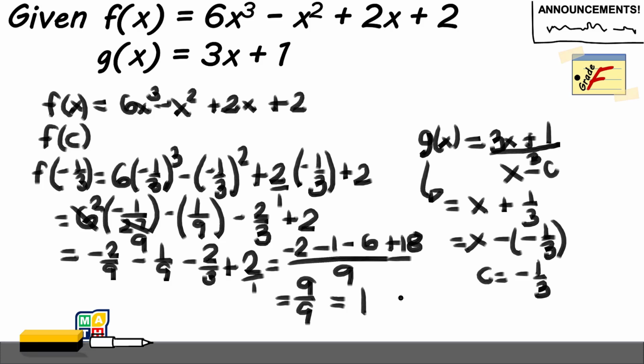This 1, according to the remainder theorem, is the remainder when f of x is to be divided by this g of x using c, which is negative 1/3. You can verify this result using synthetic division. But in this case, according to the Remainder Theorem, this is already the correct answer.